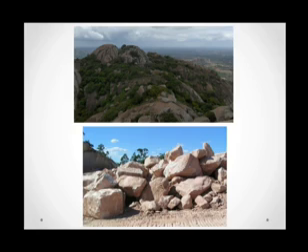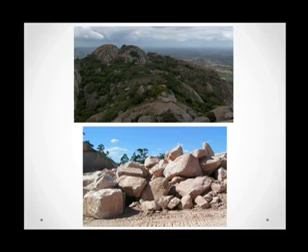Now here the similarity between two pictures is that we see stones in both the pictures. We also observe that these stones are bigger stones. They are huge. So these huge stones are called rocks. Now the question is, where do these rocks come from?